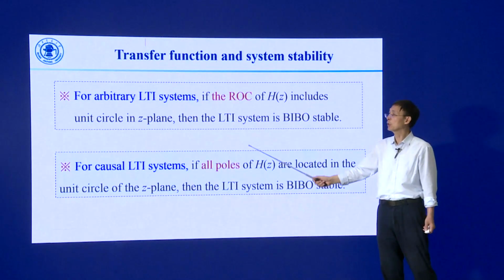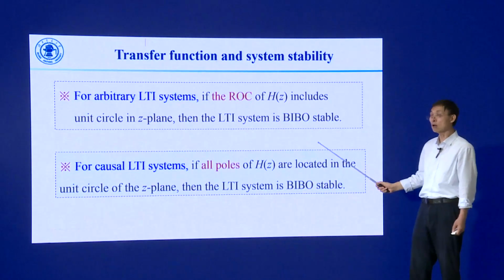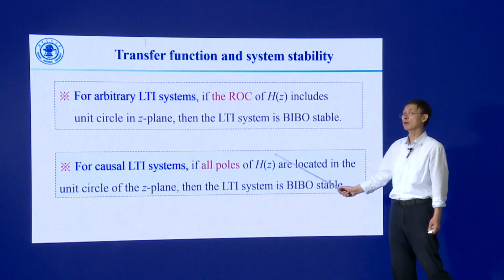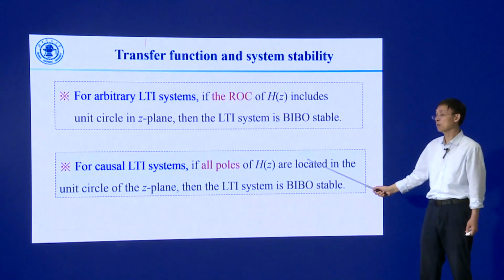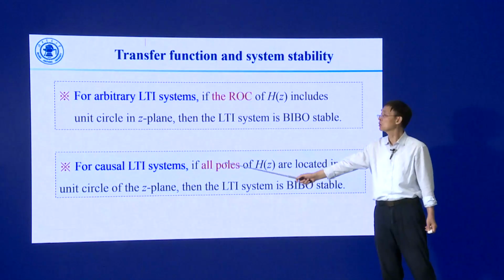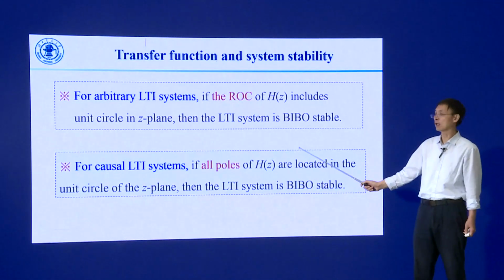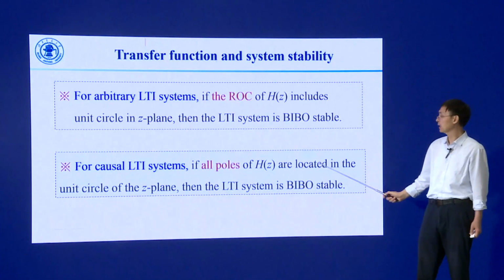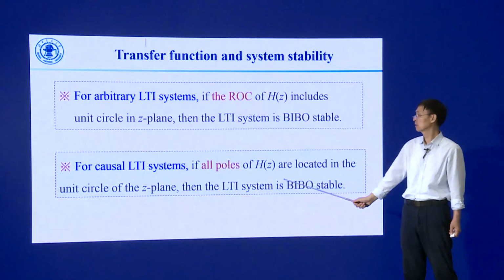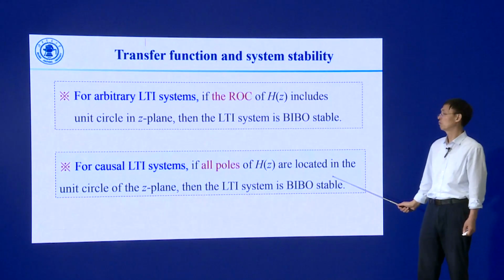However, if we know the system is an LTI system and a causal system, we can use the poles of H(z) to determine the system stability. For a causal LTI system, if all poles of H(z) are located inside the unit circle of the z-plane, then the LTI system is stable.